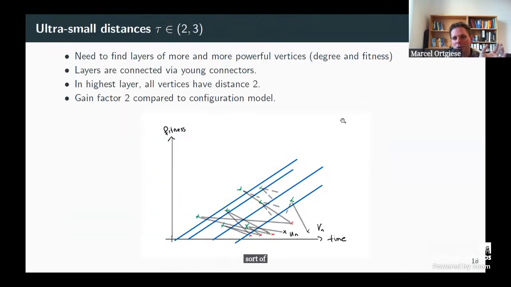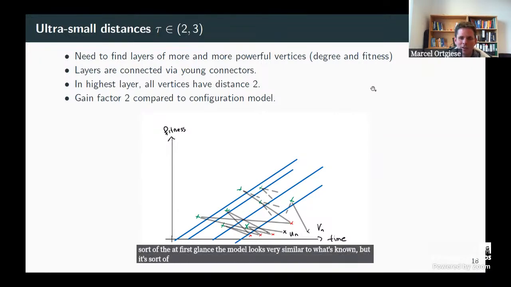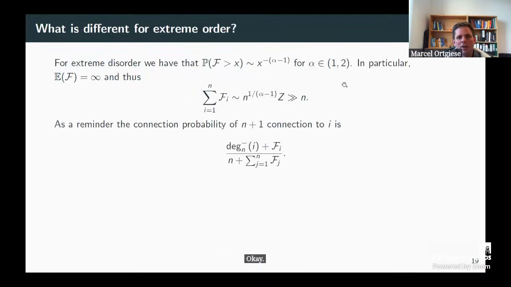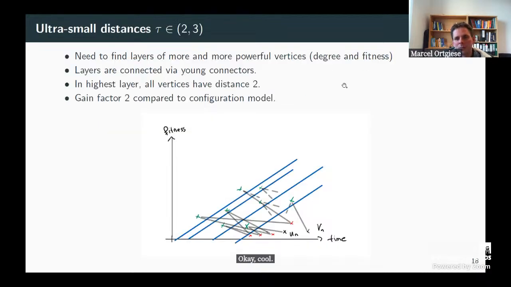Okay, so at first glance, the model looks very similar to what's known, but it's sort of getting these details, this balance between fitness and preferential attachment, right. That's non-trivial. Okay, cool, good. So that's sort of the picture for the classic preferential and not super heavy tail case.